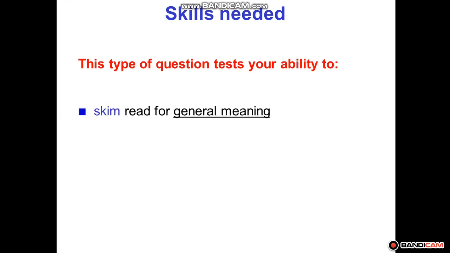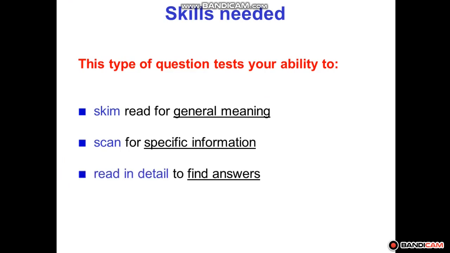Alright, now the skills aimed at in this question. Well, it tests your ability to skim read for general meaning. You start with that. Fine, and you scan for specific information. This skill is tested. And reading in detail to find answers. And finally, identifying synonyms and paraphrasing. That's always there in IELTS reading or listening. Fine, so these are the skills you have to keep in mind to approach this question.